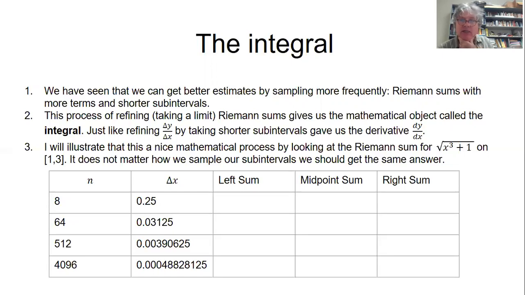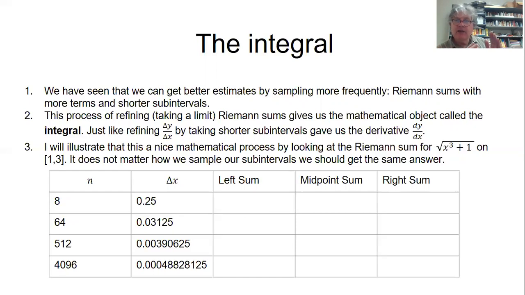Okay, so let's look at the square root of x cubed plus 1 on the interval [1, 3]. The important lesson here is that it doesn't matter how we sample our subintervals, we're going to get the same answer. I'm going to start off by taking 8 subintervals on [1, 3]. That means each is going to be a quarter, so my grid is 1, 1 1/4, 1 1/2, all the way up to 3.